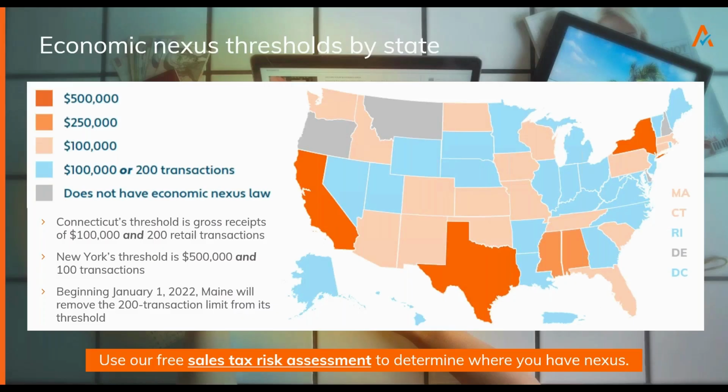So here are some of the economic thresholds. You can see California and Texas have larger thresholds of $500,000 in gross sales, so those are a little bit harder to hit. And a lot of the states share that $100,000 or 200 transactions, like I mentioned. We have a page on the website that goes state by state and fully breaks down each state's threshold, as well as whether or not they're looking at gross or retail transactions.